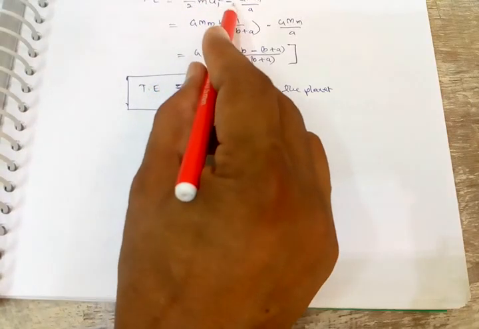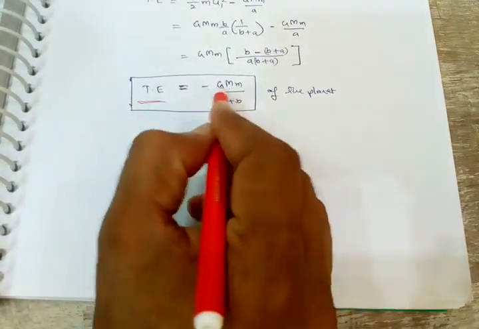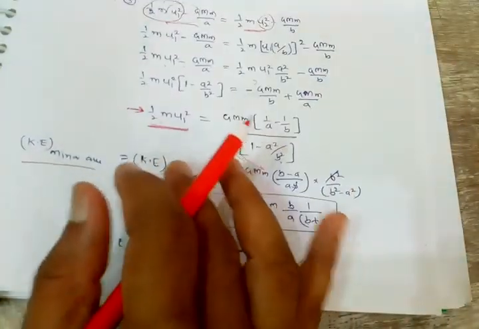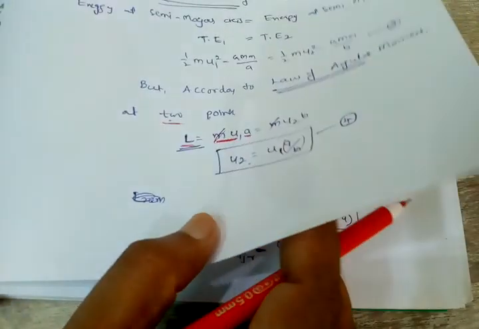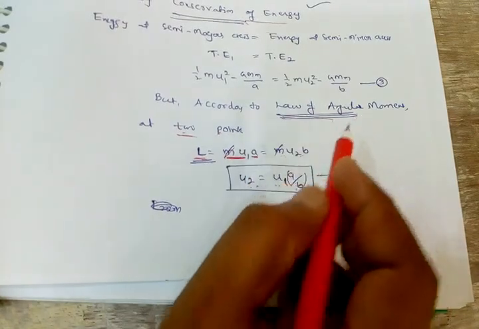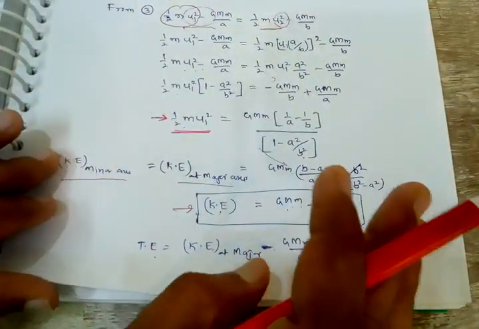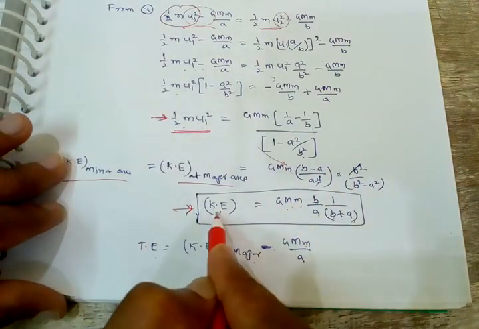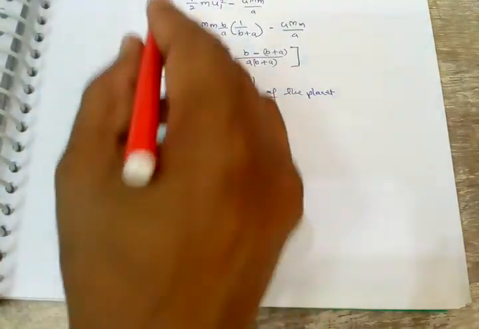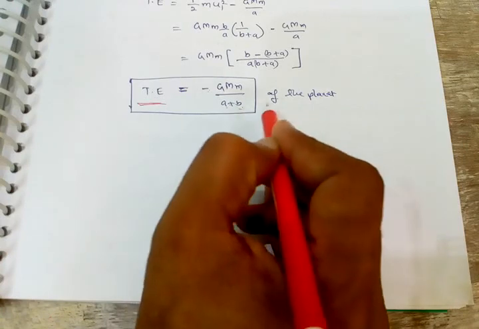Substituting into half m u1 square minus GMm by a, we get total energy equal to minus GMm by (a plus b). This is a little bit lengthy. We applied the law of conservation of energy and the law of angular momentum. We equated angular momentum and kinetic energy. First we found the kinetic energy, then substituted it at the semi-major axis. So finally we got minus GMm by (a plus b), the total energy of the planet.